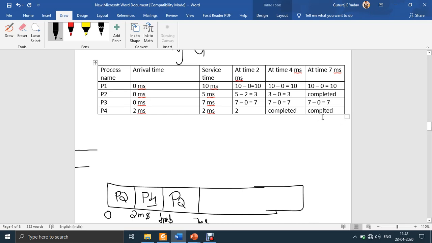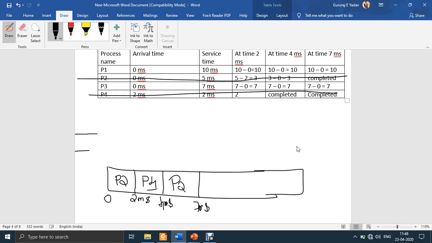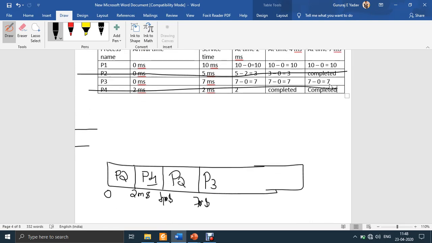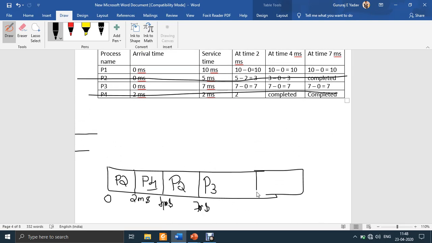Okay, fine. So P4 has completed and P2 has also completed. So the remaining are only P1 and P3. Out of P1 and P3, which has the minimum value? P3, because its estimated completion time is 7. So now P3 will get its chance. How long will it get its chance? For 7 milliseconds, from 7 till 14. So P3 will get its chance and it completes at 14 milliseconds.